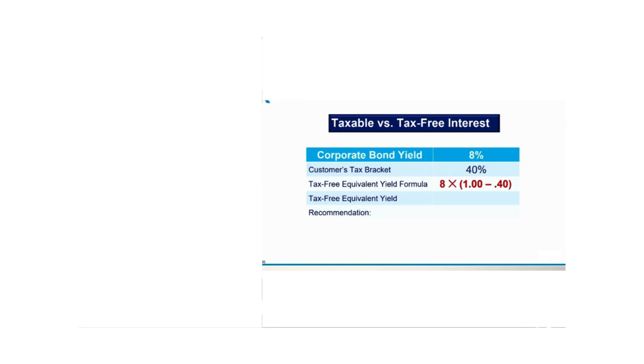Here we use the formula of corporate bond yield, which is 8%, times 100% minus the investor's tax bracket. As you can see, because the investor's in a higher tax bracket, the tax-free equivalent yield is only 4.8% for the corporate, so the 5% tax-free yield on the municipal bond would be a better deal for this particular customer.